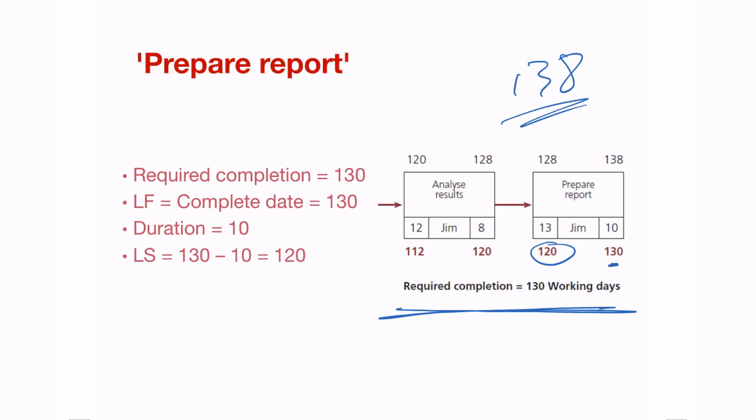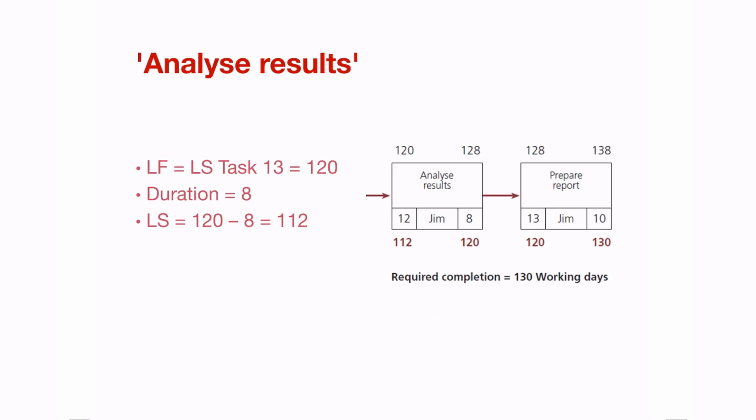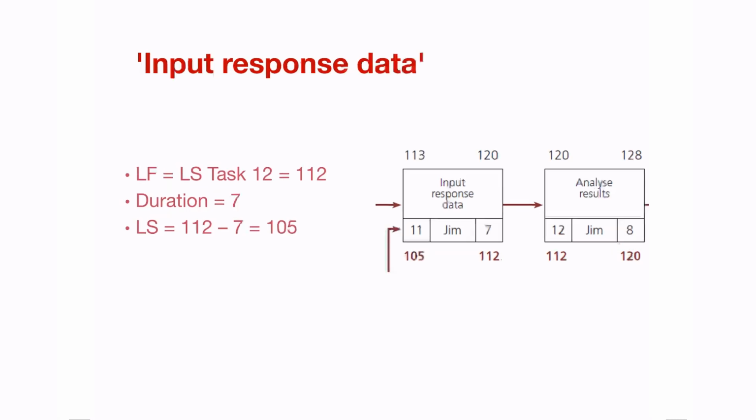Task number 12 is another 8 days to complete. Now we're sitting on day 112. Moving back. Remember, the target days to complete is 130. That is why we're starting off with 130, because that's our target. We're moving back, so we were starting at 112, and then the next activity is activity number 11, and that takes 7 days. So it is 112 minus 7 equals 105 days.